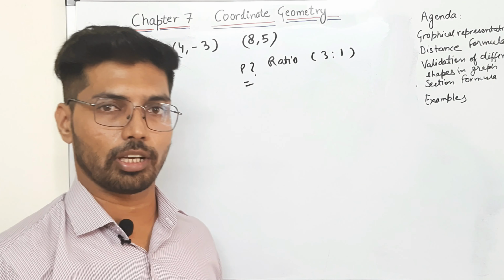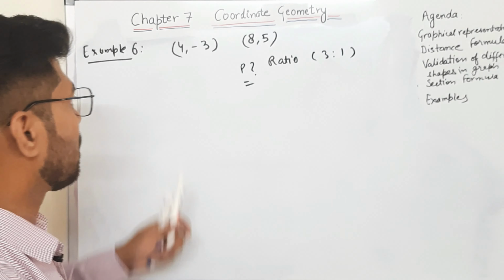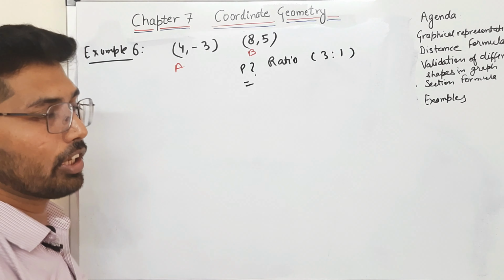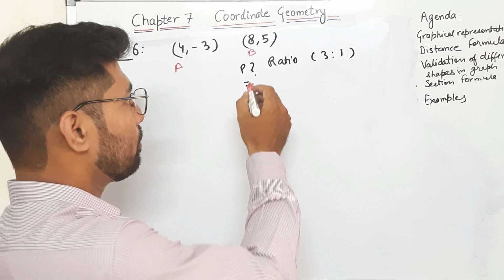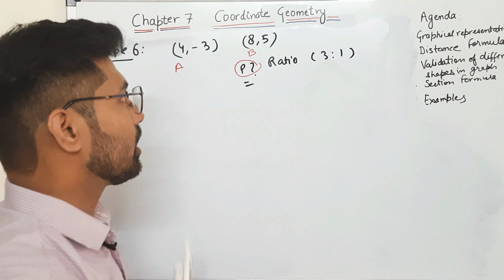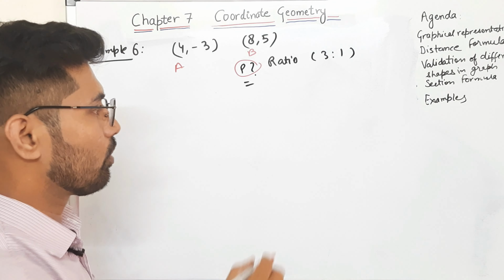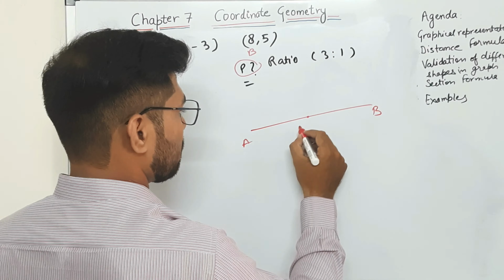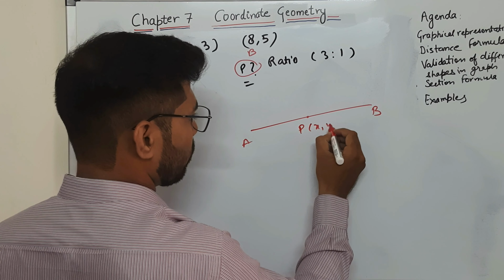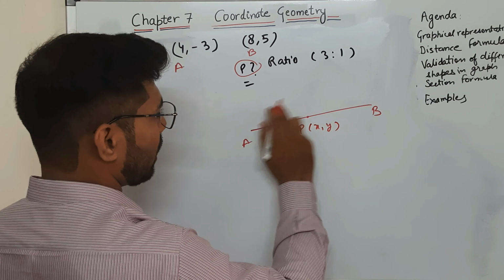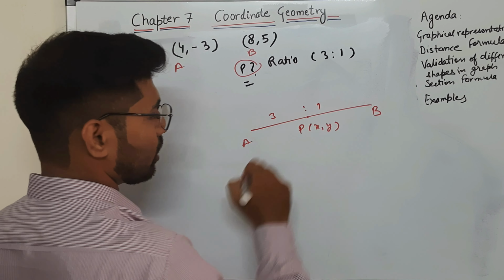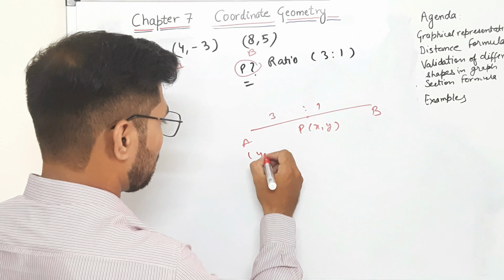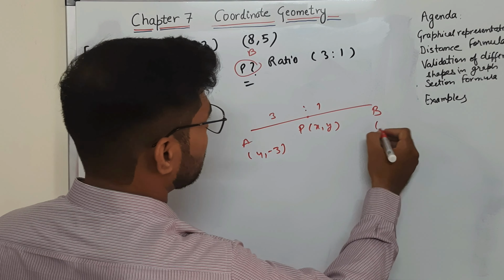Okay guys, now come to an example of the section formula. Let's take this example. There's a point A and a point B, and there's a line AB, and some point P lies on this line, which divides the line in the ratio of 3:1. For example, this is A and this is B, and there's a point P. The coordinates we don't know, and we need to find them. This divides the line in the ratio of 3:1. We need to find x and y. So A is (4, -3), and B is (8, 5).